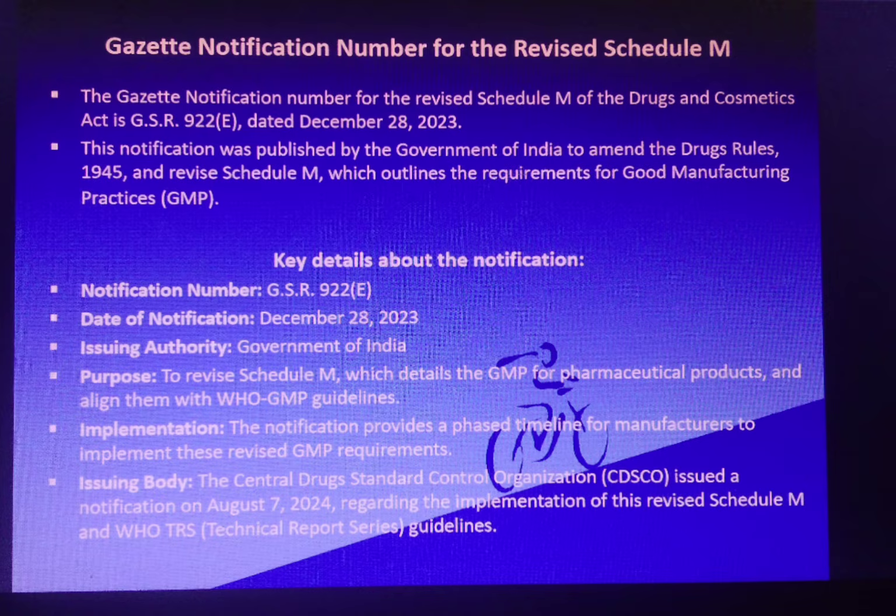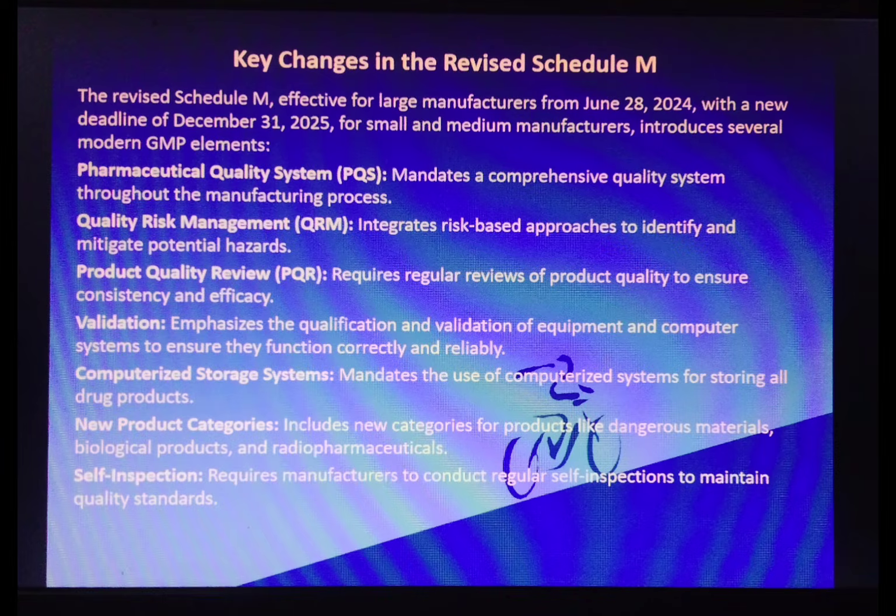Implementation. The notification provides a phased time frame for manufacturers to implement the revised Schedule M. Issuing body. The CDSCO issued a notification on August 7, 2024 regarding the implementation of this revised Schedule M and WHO TRS guidelines. Key changes in the revised Schedule M. The revised Schedule M is effective for large manufacturers from June 28, 2024, with the new deadline of December 31, 2025.